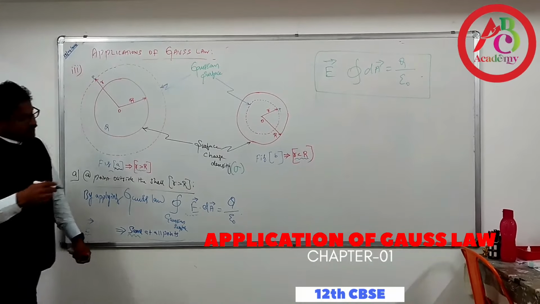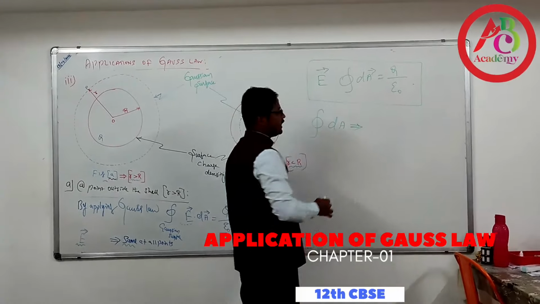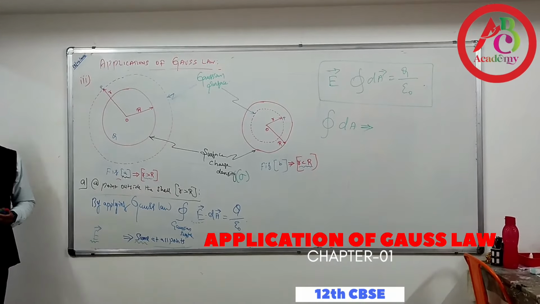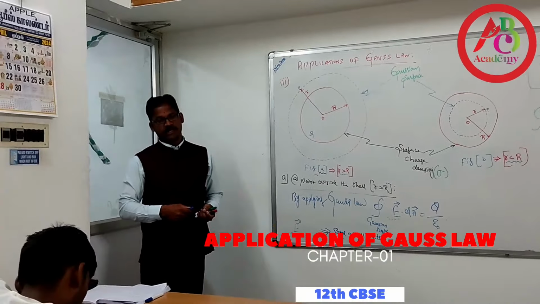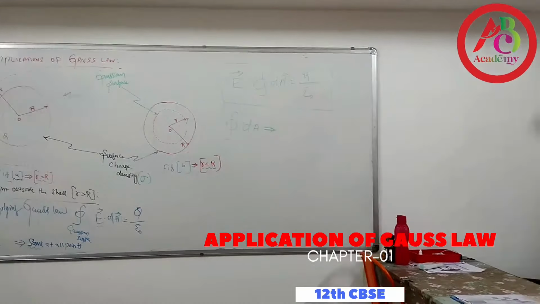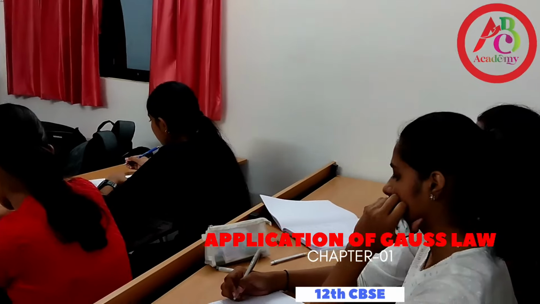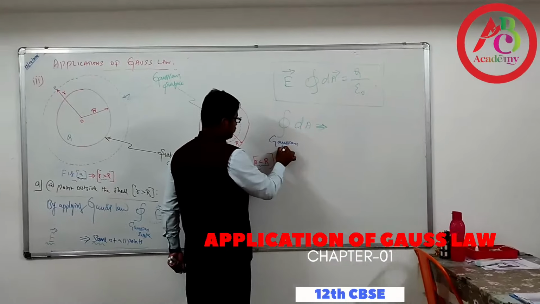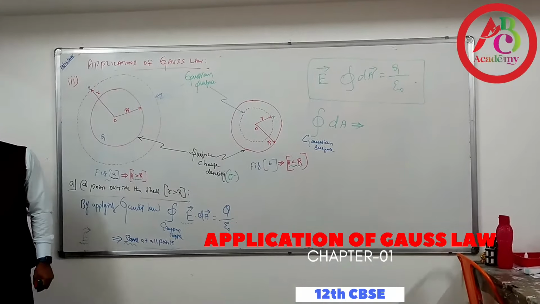Okay. Cyclic integral of dA is the area, the total area of the Gaussian surface. Within a bracket, spherical. Don't lift this Gaussian surface. This is important. It's important, Gaussian surface. Okay?